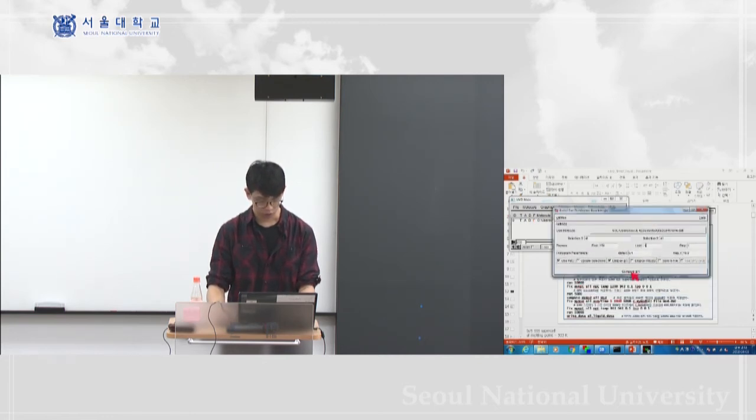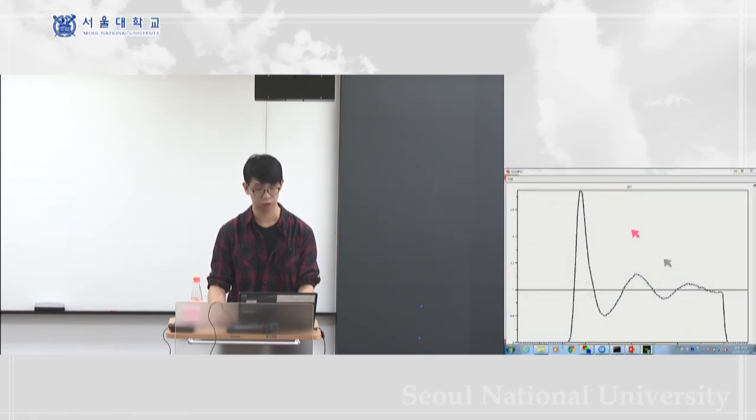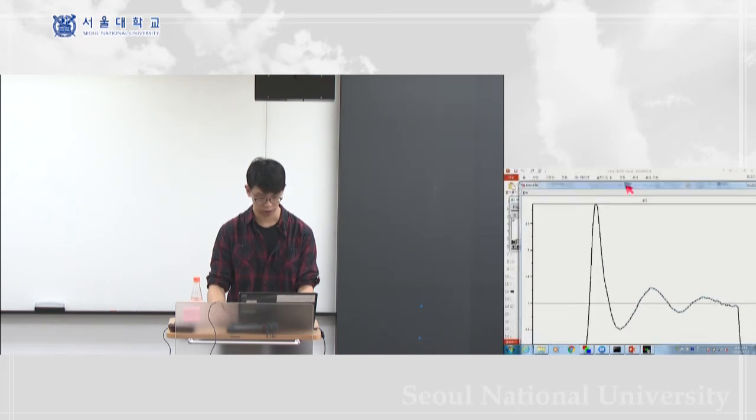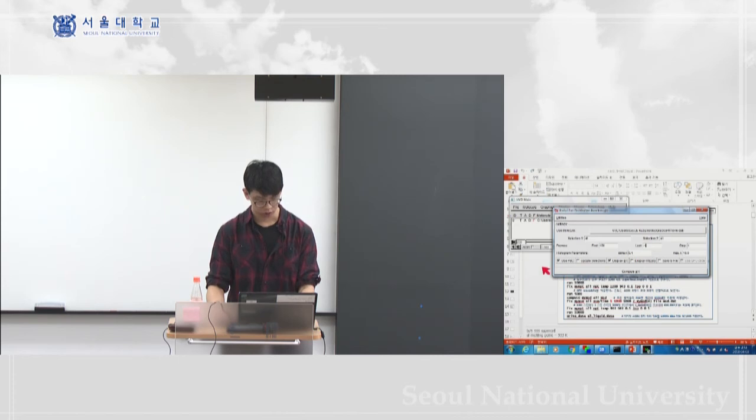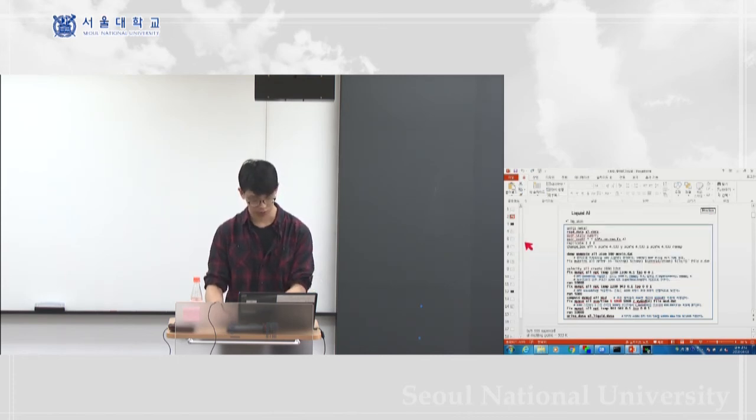So if you click compute GR, then it will show you this RDF graph. Just like you have already learned, there's going to be a peak here and a dip here. And the bond length is shown here, about 3.7 or 3.8 angstrom.